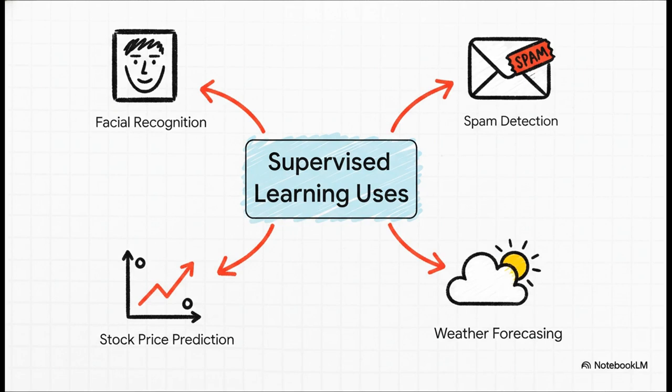And believe me, you are using this learning style all day, every day. It's the magic behind your email's spam filter. It's how your phone uses facial recognition to unlock. It's even in the systems that try to forecast weather patterns or predict stock prices. Basically, anytime you've got a bunch of historical data where you already know the right answers, supervised learning is probably the go-to tool for the job.